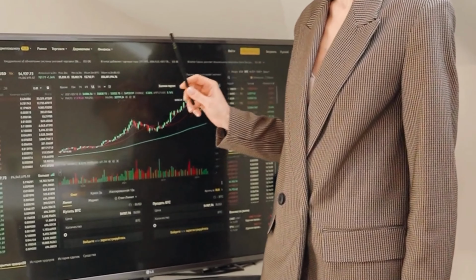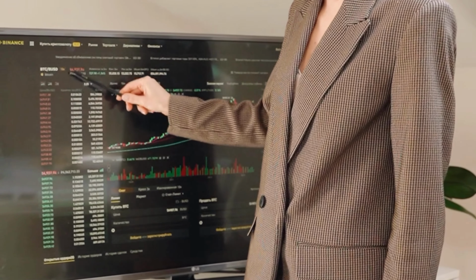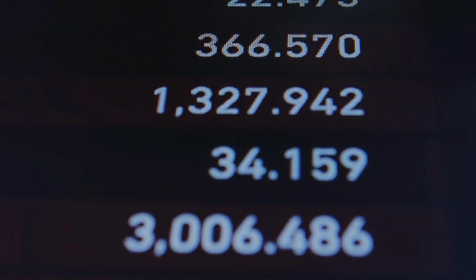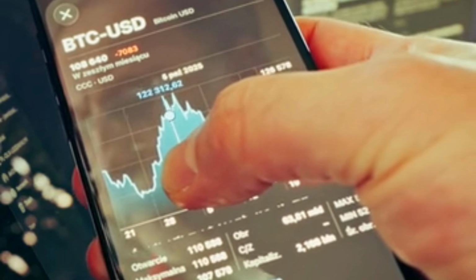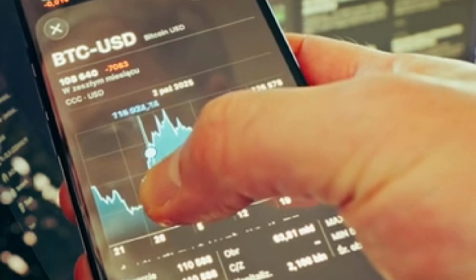Now, combine these indicators for confluence, multiple signals pointing the same way. For example, if price hits a strong support zone and the RSI shows oversold, that's a good sign. If the 9 EMA crosses above the 21, you've got a high probability setup for a call option.